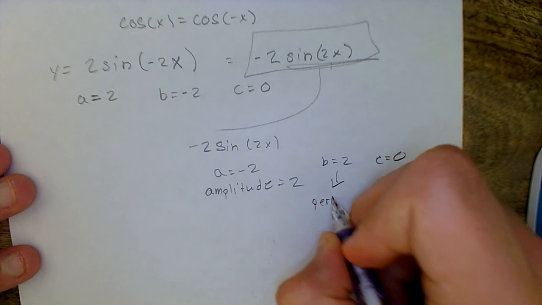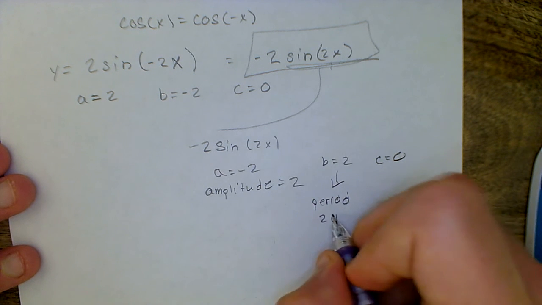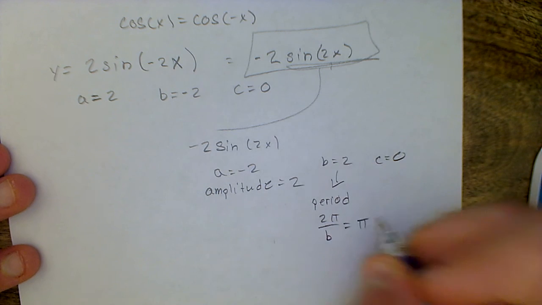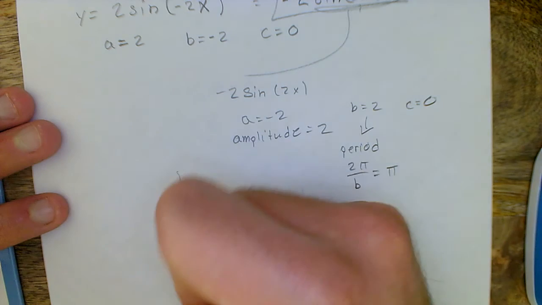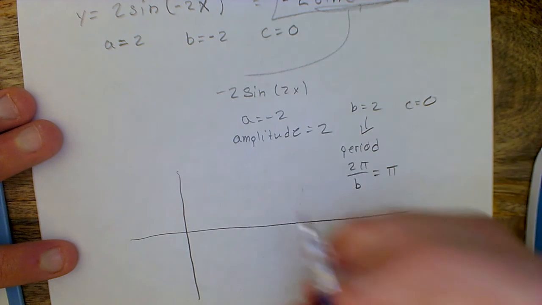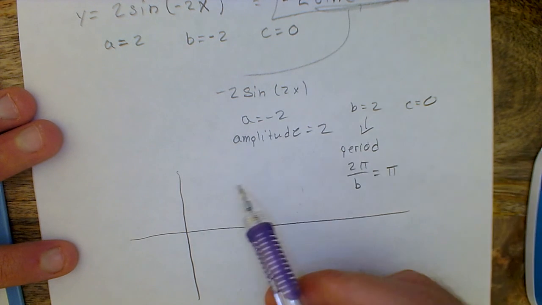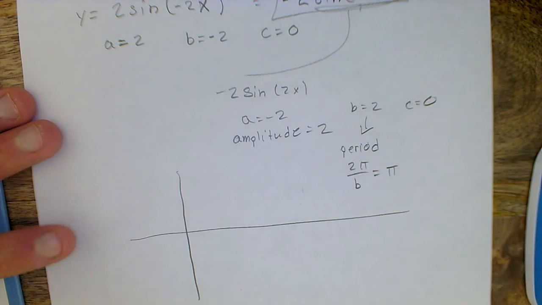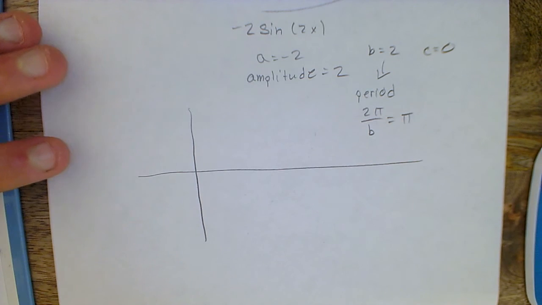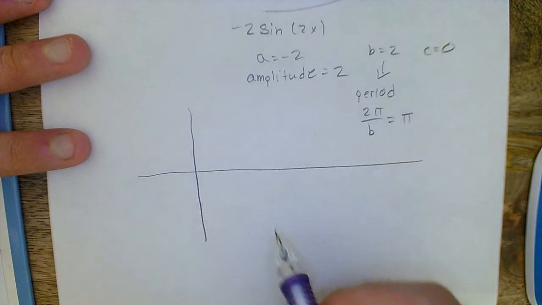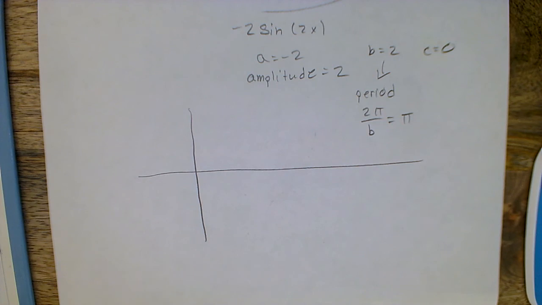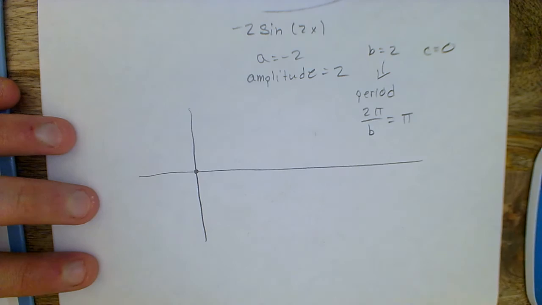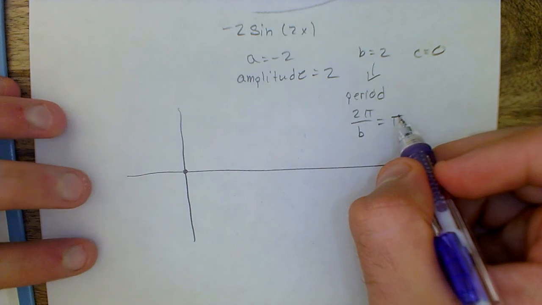Now I learn that the period is equal to 2 pi over b, so that's equal to pi. So now I can graph my function. It's a sine function, so we know it takes the shape where it starts at 0, goes up to its amplitude, back to 0, down to its negative amplitude, and back to 0. But that's for a positive sign. Now I have this negative out here, so I have to flip it over. So this is going to start at 0.